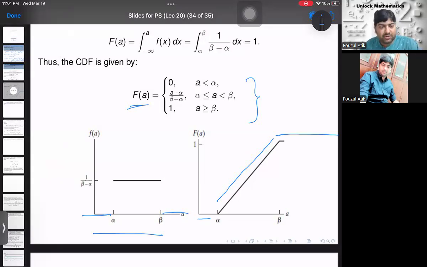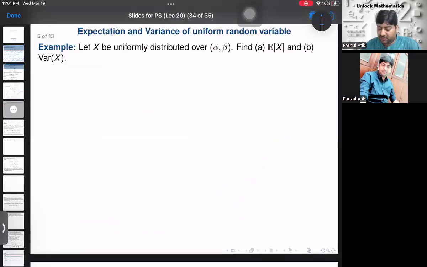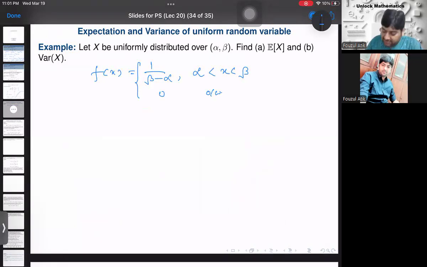Now, as usual, once we have discussed a new kind of continuous random variable and its cumulative distribution function, the next question is what is its expectation value and what is its variance. So we know that the probability density function is f of x equal to 1 by beta minus alpha whenever alpha is less than x less than beta, and equal to 0 otherwise. This is the density function.